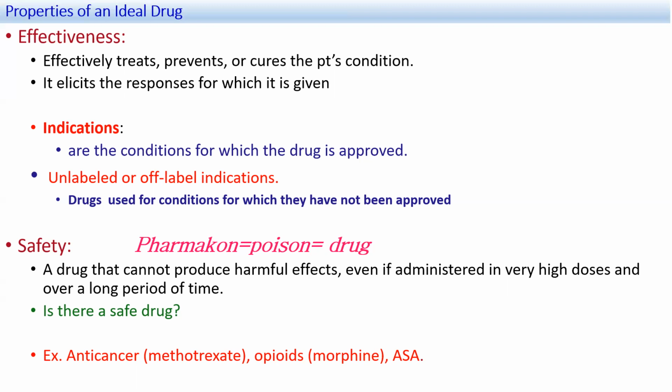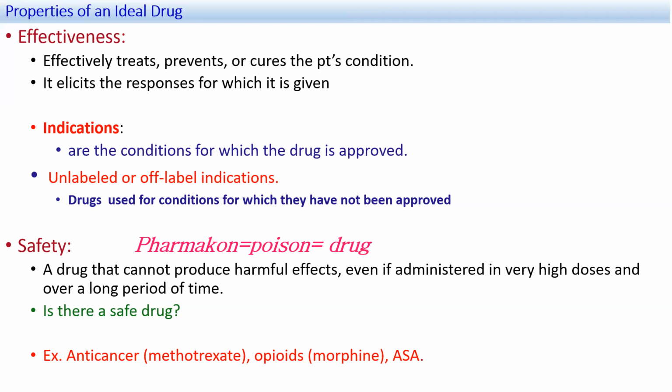So if drug X is approved for and released in the market to treat patients' hypertension, then the indication is hypertension. If it's released in the market to treat cancer, then the indication for this drug will be cancer. So the indication is the condition for which the drug is being approved or released in the market. Now, the unlabeled or off-labeled indications.